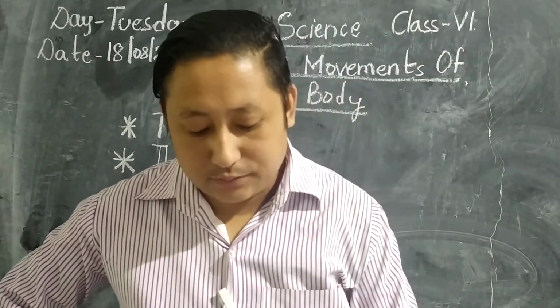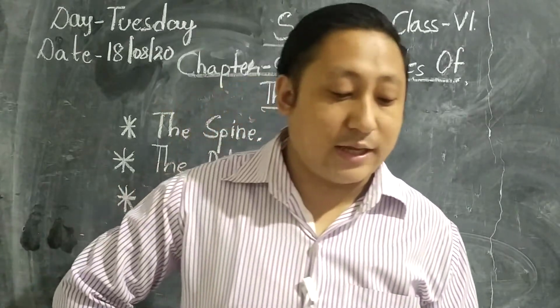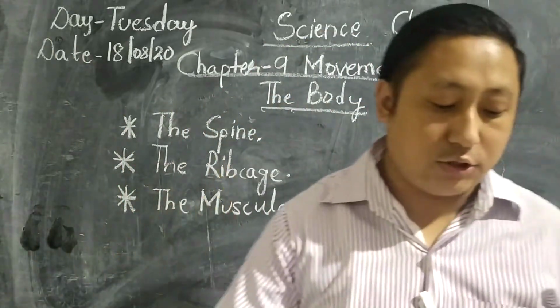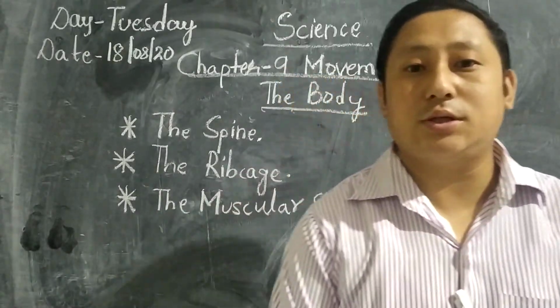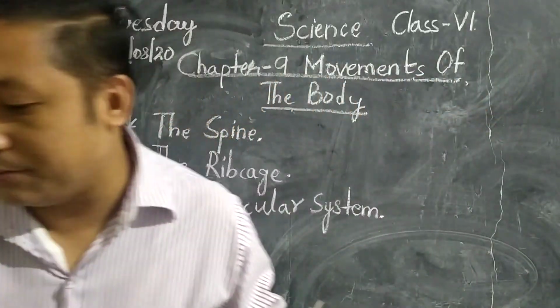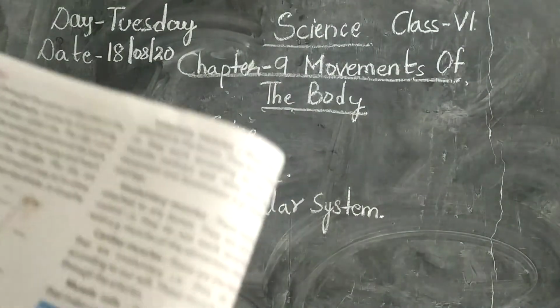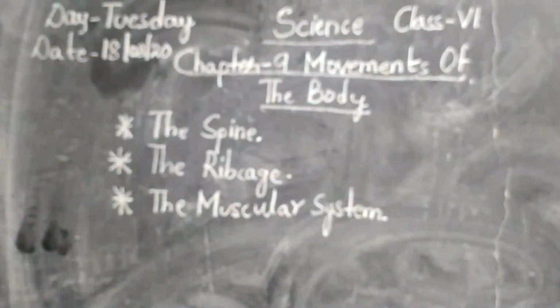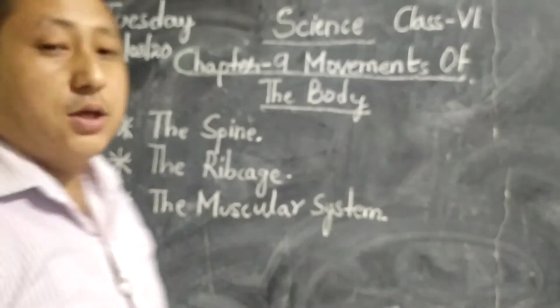Now let's go to another topic, the rib cage. Before going to the rib cage, I'm going to show you the diagram of the rib cage. See, this is your rib cage. Did you see? Understand? This is your rib cage, which is present in your chest.